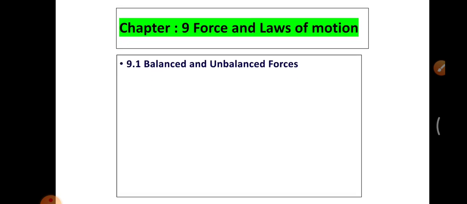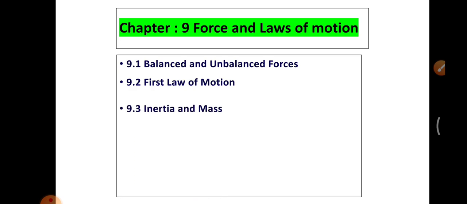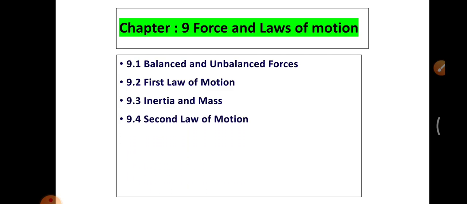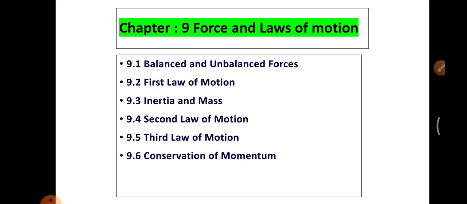Topics: 9.1 balanced and unbalanced forces, 9.2 first law of motion, 9.3 inertia and mass, 9.4 second law of motion, 9.5 third law of motion, 9.6 conservation of momentum. 9.1 to 9.6 we completed.